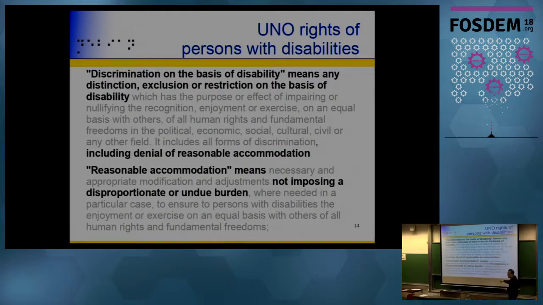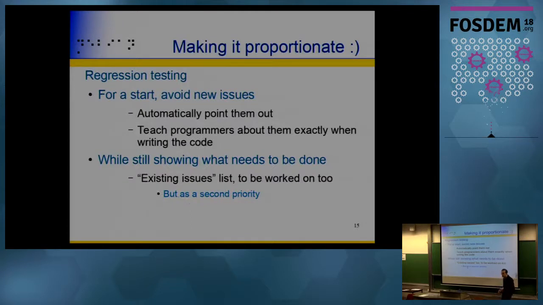Just to give the legal things, the UN Convention on the Rights of Persons with Disabilities, I put everything here so you can read it offline. Basically, discrimination is exclusion on the basis of disability, including denial of reasonable accommodation. So even if you don't do this on purpose, it's considered exclusion. And reasonable, what does it mean? Not imposing a disproportionate or undue burden. Okay, it's not much clearer, but at least it has a legal meaning, disproportionate. And the question is how to make it proportionate.